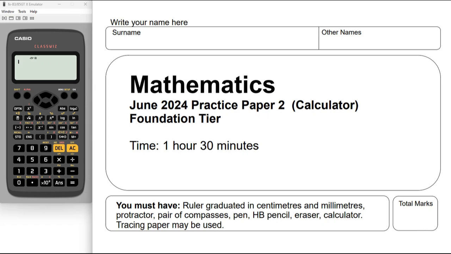So a few things to mention. This paper that I'm doing, it's been taken from Maths Genie. So many thanks to Maths Genie for providing the paper. And what they've done is they've just looked at the topics that haven't yet come up on paper 1, and they've put that into paper 2 and paper 3. So I've left a link to the paper in the video description.